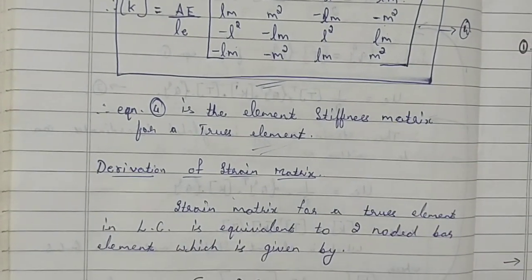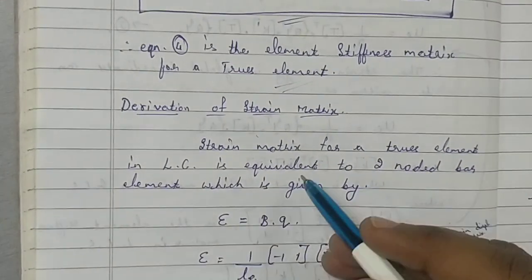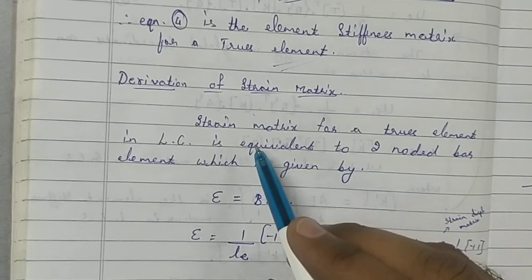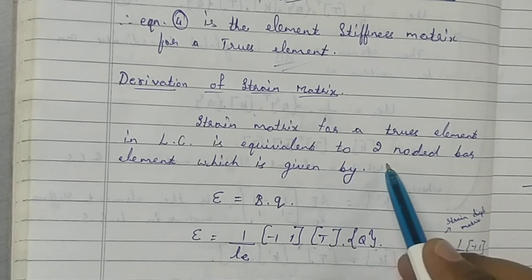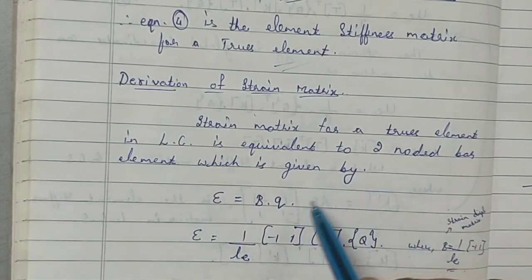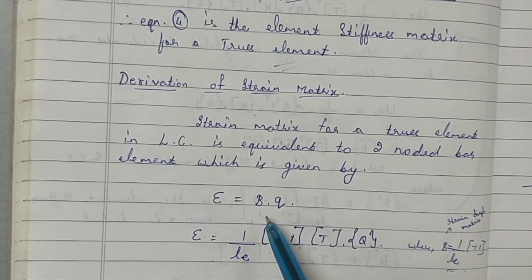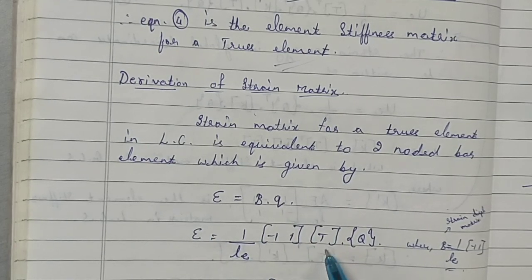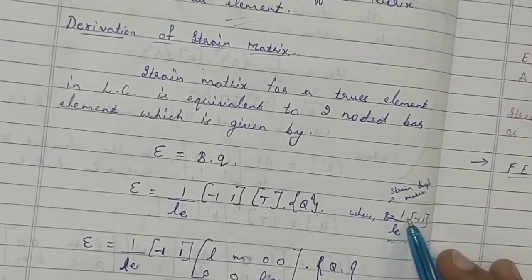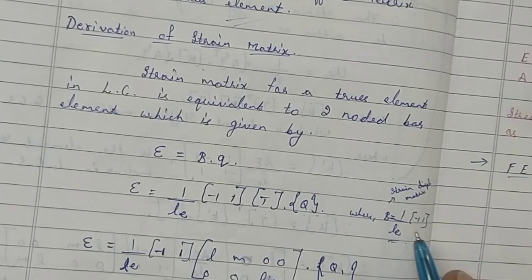Further, in order to find the strain, you can continue with the derivation. The strain matrix for a truss element in local coordinates is equivalent to a 1D bar element, which is given by epsilon = B into q. So epsilon = 1 by LE [-1 1] T into Q, where B = 1 by LE [-1 1] is the strain displacement matrix.